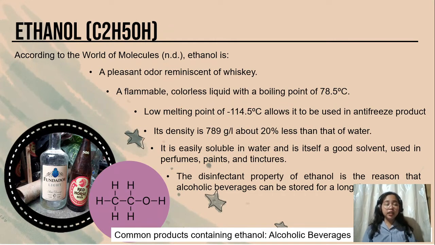Ethanol. Ethanol has a molecular formula of C2H5OH. This is what we find in drinking powder. It is said to smell like whiskey. I don't know if that's true, as I never tried whiskey or any alcoholic beverages. It is a flammable, colorless liquid with a boiling point of 78.5 degrees Celsius, and a low melting point of negative 114.5 degrees Celsius. This allows it to be used in antifreeze products.